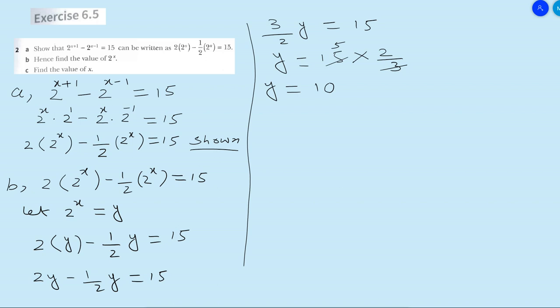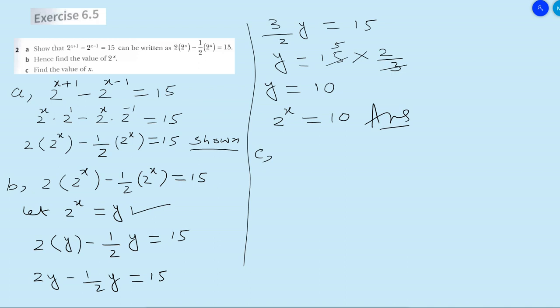What is y actually? y is, you can see, 2 power x. 2 power x is equal to 10. So this is the answer of part B. The requirement of part B was hence find the value of 2 power x. So by the method of substitution, we have found the value of 2 power x, which is equal to 10. Come to part C.